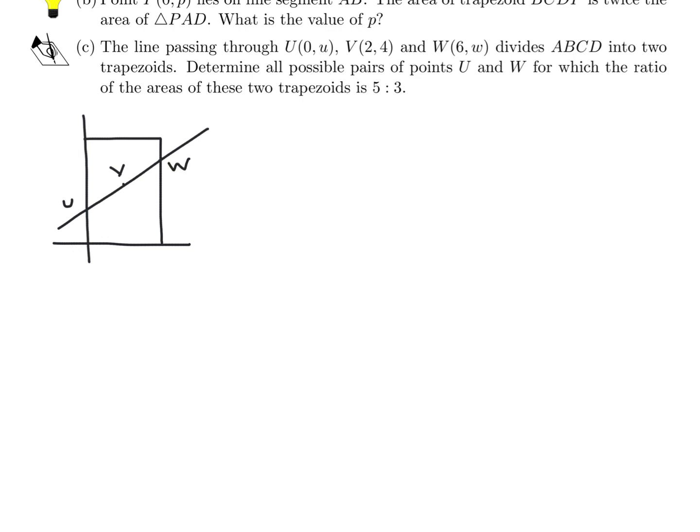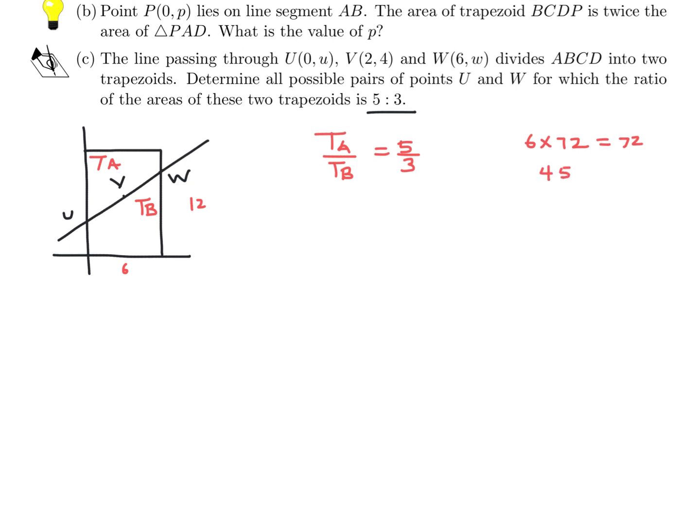And then these two trapezoids have the area ratio 5 to 3. So I'll just call them TA and TB, trapezoid A and trapezoid B. So trapezoid A over trapezoid B, that ratio is 5 to 3, correct? Okay, well, this is a 6 by 12 rectangle, so 6 times 12 is 72. If it's 5 to 3, then that would be 45 and 27 for how it would be broken up, right? The ratio 5 to 3.